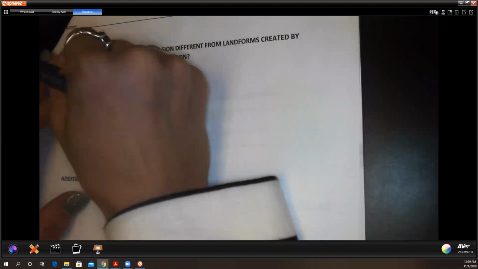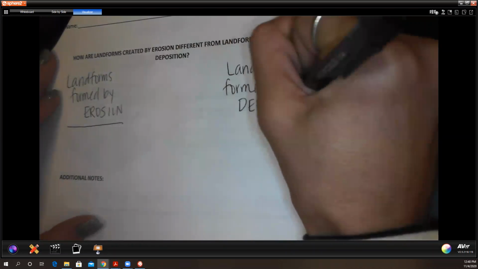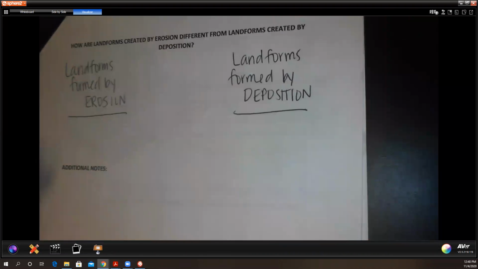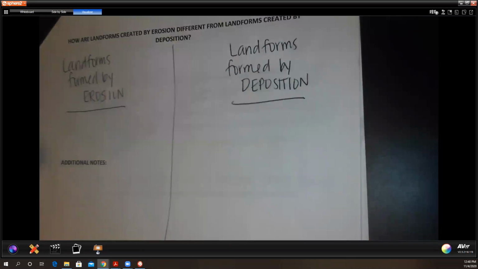All right, so this is our little cheat sheet, our little exit ticket. So we've got landforms formed by erosion and landforms formed by deposition. I want you guys to talk to each other for the next 2 minutes so that we can figure out a list of what the difference between the two are. So you have 2 minutes to talk to each other so you can tell me what to write and what the difference between them is.